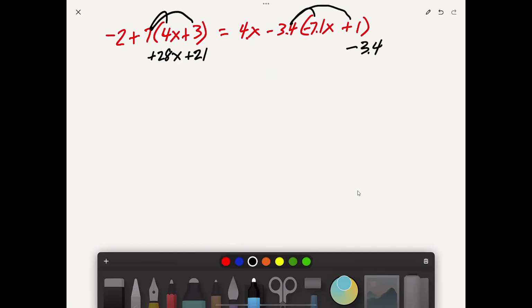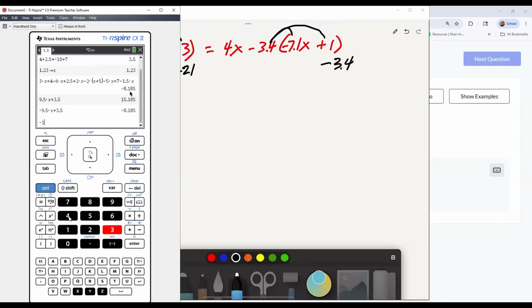Now, I'm just going to use the calculator to do that product. So a negative 3.4 times a negative 7.1, and I get 24.14x.